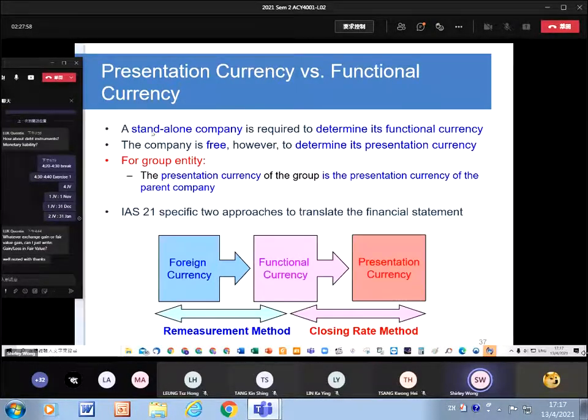For an individual company, that means a standalone company, they have the choice to determine their functional currency. They are also free to determine their presentation currency. So we usually do not consider the standalone company for translation exposure.